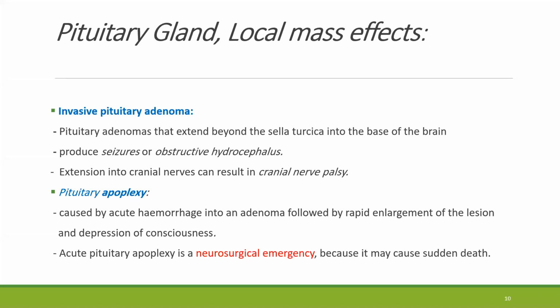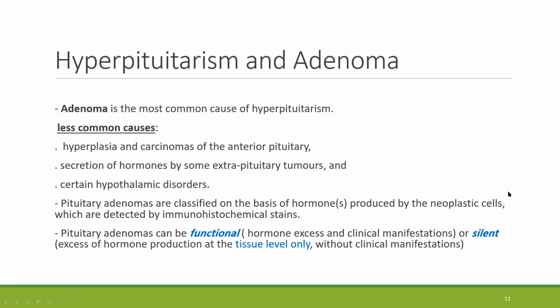Apoplexy is caused by acute pituitary apoplexy, acute hemorrhage into an adenoma. So a regular adenoma that can have some kind of hemorrhage within that adenoma can cause severe rapid enlargement of the lesion and cause what we call the apoplexy. Acute pituitary apoplexy is a neurosurgical emergency. It can cause sudden death, actually, in rare cases.